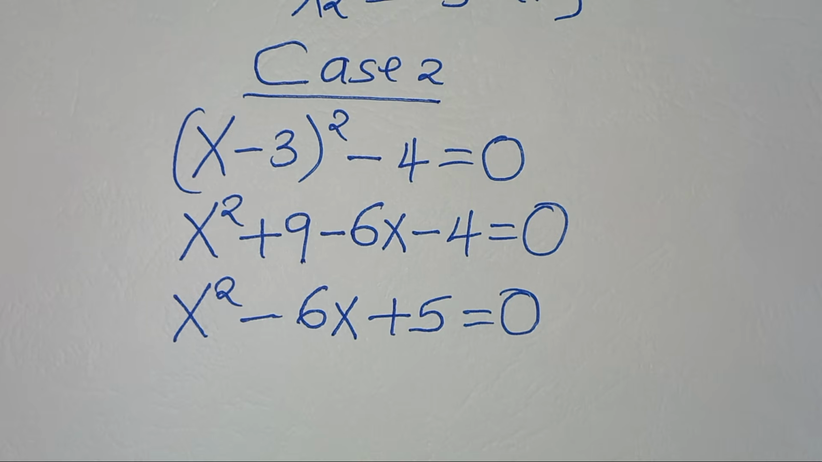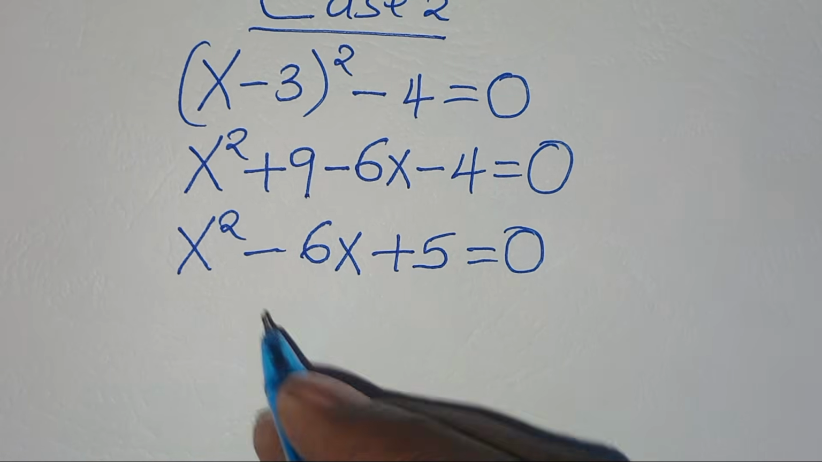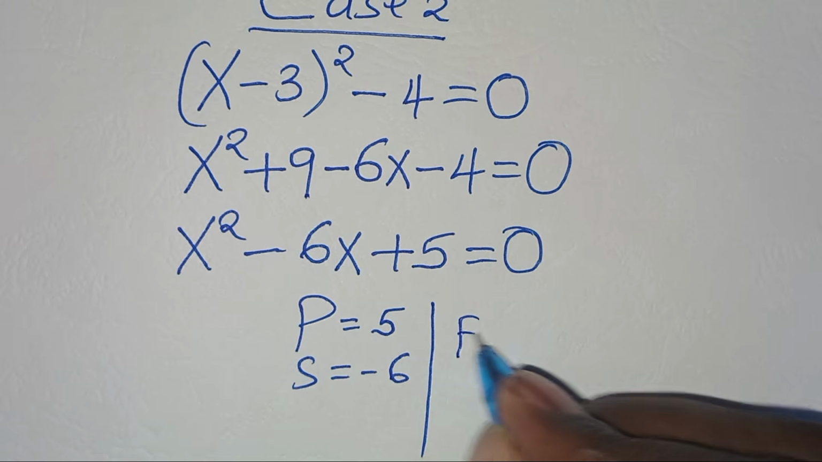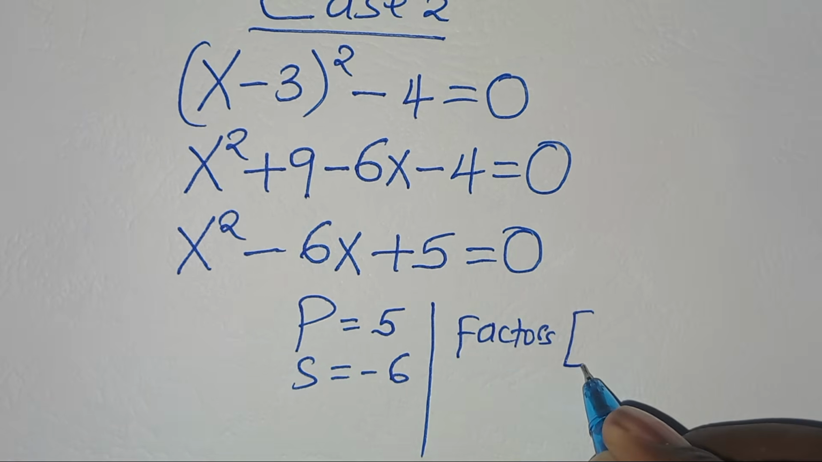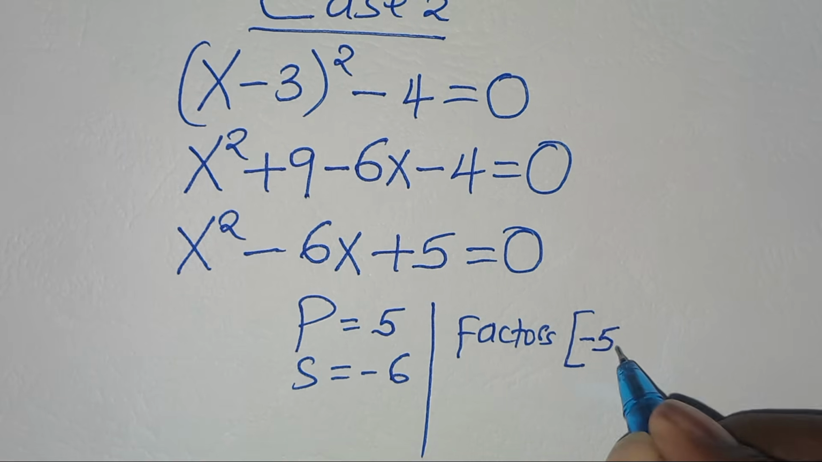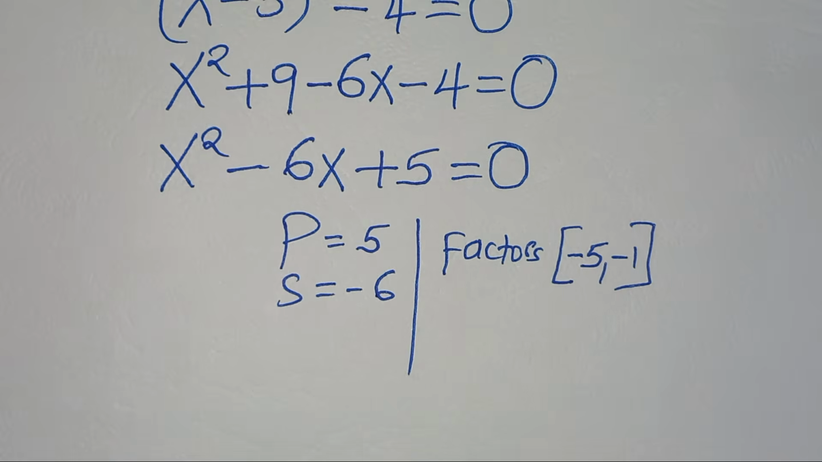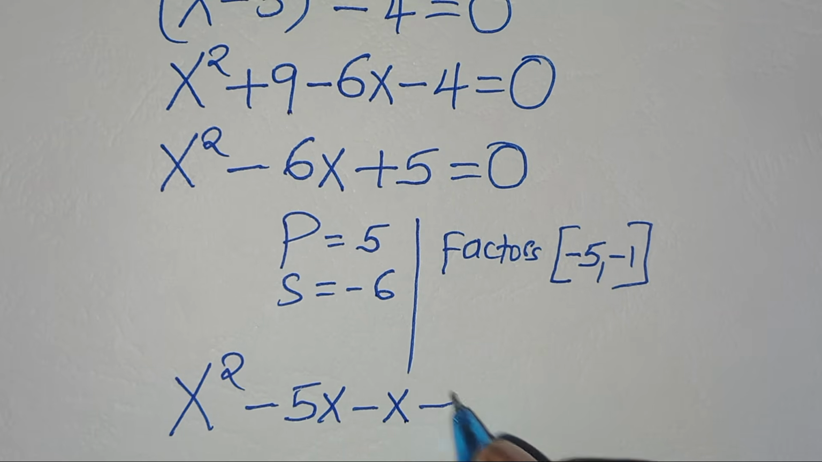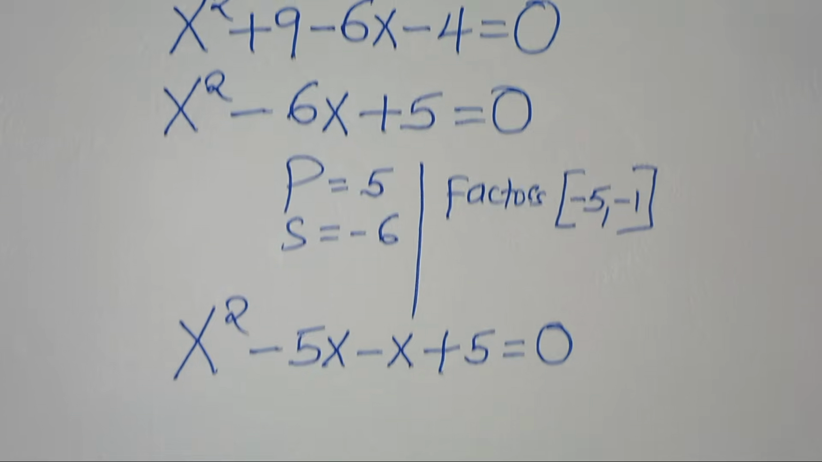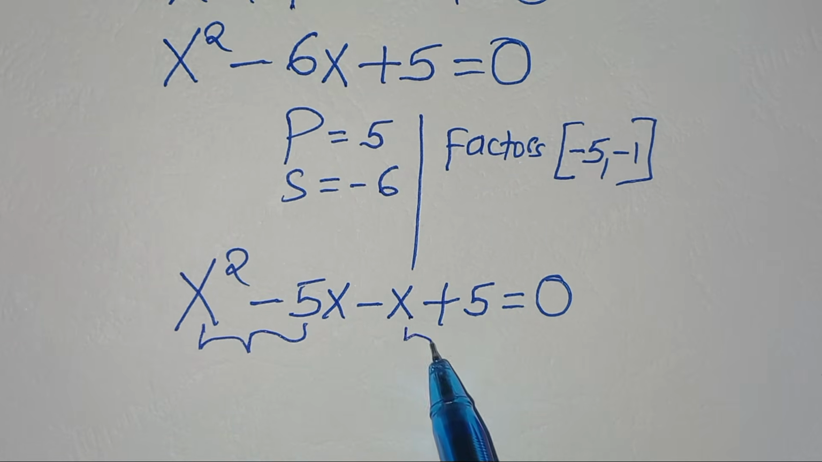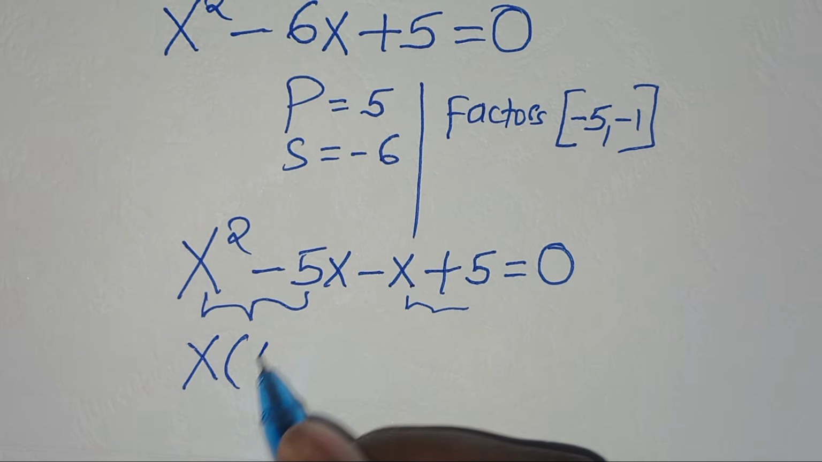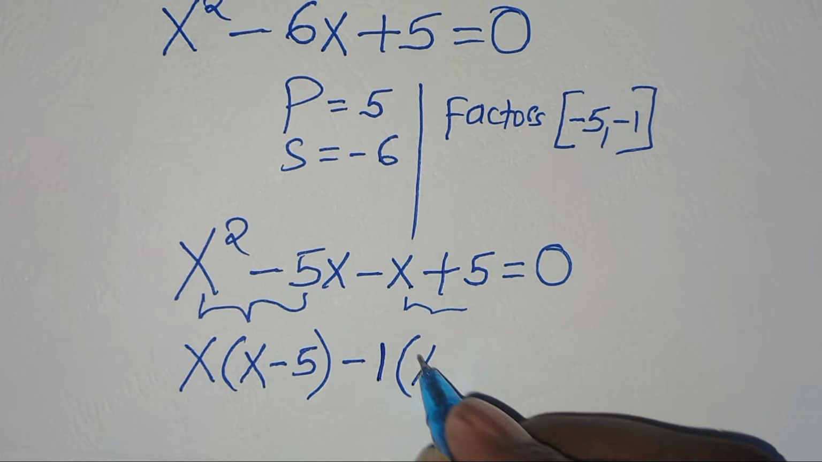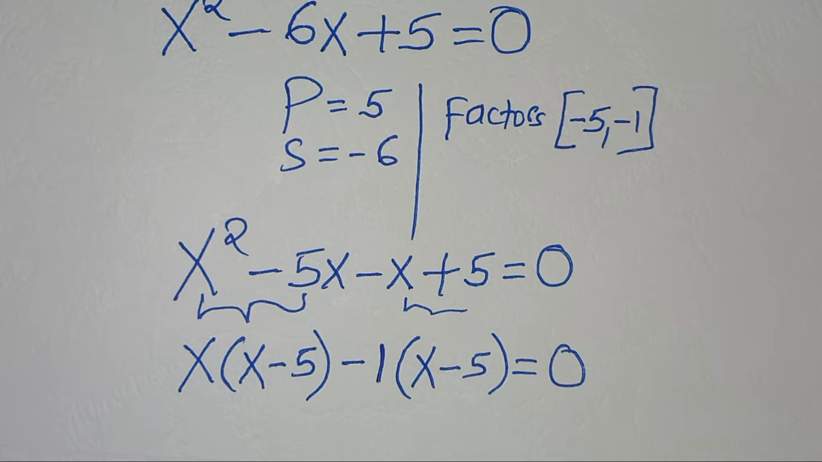We can solve this quadratic equation by factorization method, where we have the product here is 5, the sum is negative 6. So let's identify two factors here. These two factors, we have negative 5 and negative 1. So this means this is x to the power of 2 minus 5x minus x plus 5. This is equal to 0. So from the first part here, let's factor out x so that we have x minus 5. Then subtract 1 is common here, so we factor out 1, and this is x minus 5. This is equal to 0.